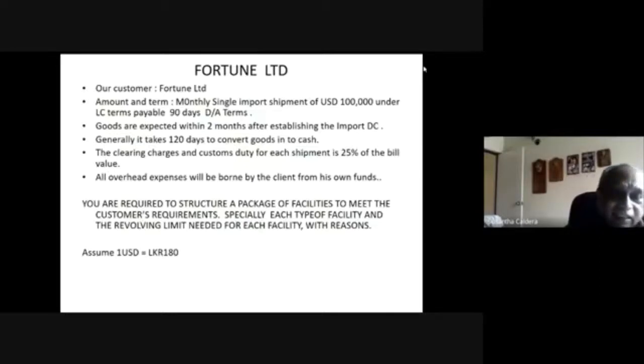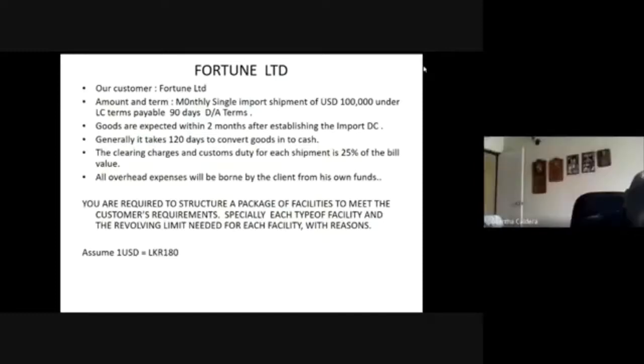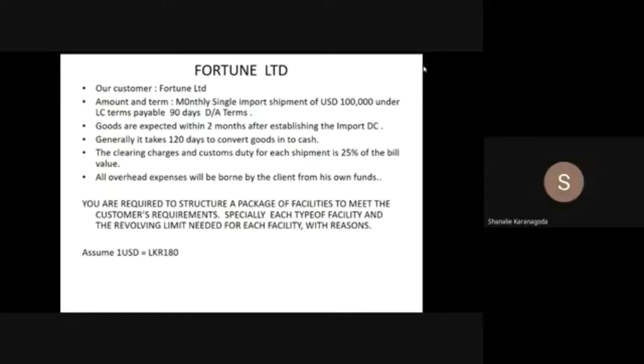How much is 25% of the bill value? Bill value is 100,000. Then custom duty and clearing charges come to about US dollars 25,000. Into how many times? What's the lead time? 4 months. Very good.